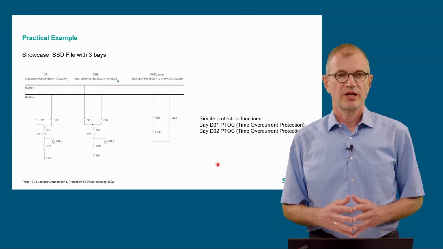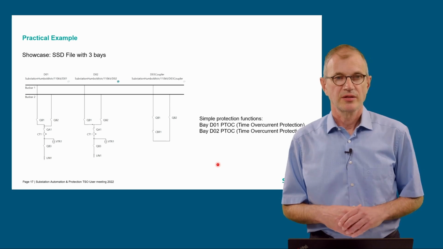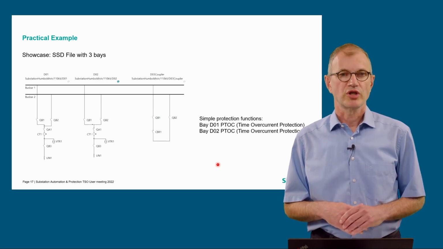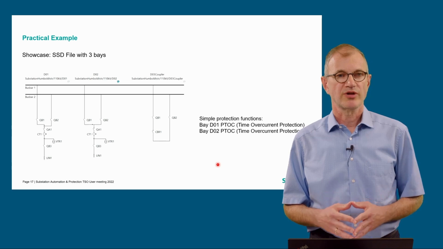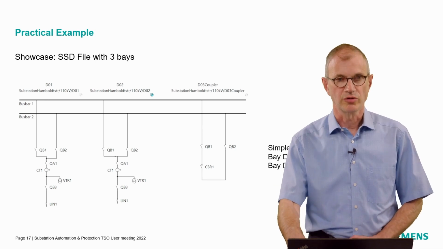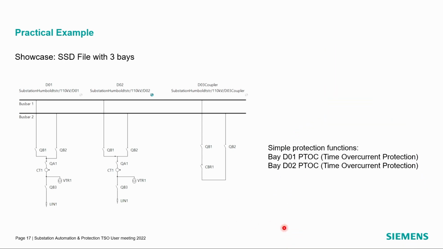Let's have a more detailed look at our practical example. As I said, I start with an SSD file with 3 bays, which I have prepared. There are simple protection functions. 2 bays use time overcurrent protection, and the coupler is just a bay control functionality. This I have put together in the Helix tool. It's quite simple and exported as an SSD file.